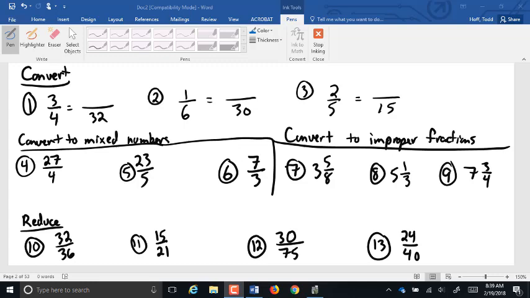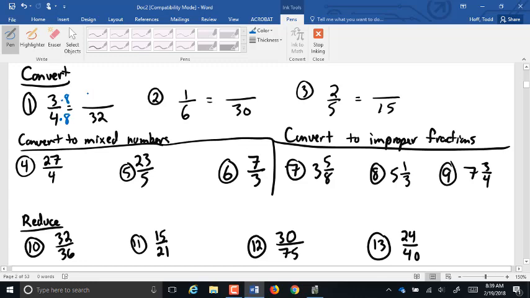Okay, so up on top, we're renaming those. So what we have to do is figure out what we're multiplying by. So for number 1 here, what do we have to multiply the 4 by to make 32? 4 multiplied by 8. So then the 3 has to also be multiplied by 8 to make 24. So 24 32nds.